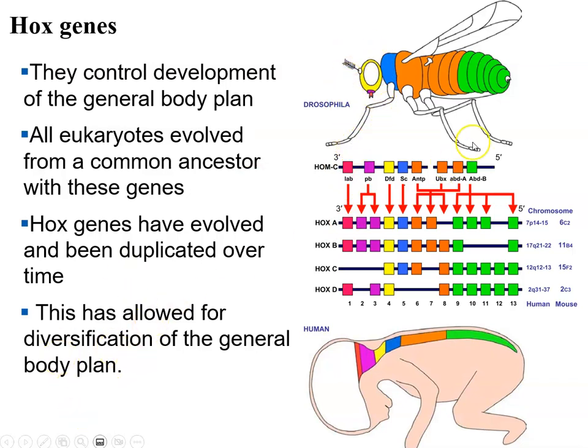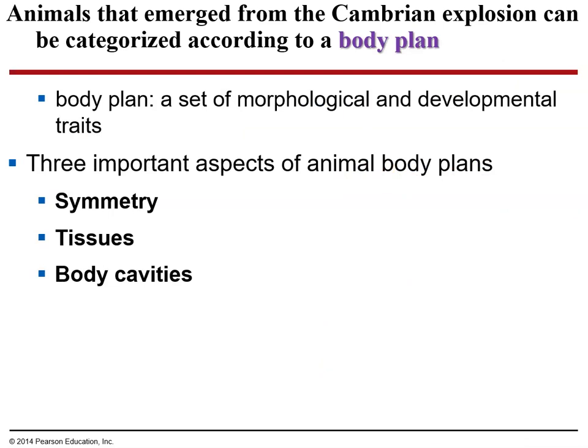So it's very interesting. Of course, this is relatively new discoveries in science with the advent of genetic technologies and the ability to sequence genes from different animals. So it is the body plan that allows us to further categorize animals that emerged from the Cambrian explosion. And not all body plans are the same. As you saw, even the fruit fly and the human have some differences. It's just that general pattern of where those genes are from the anterior to the posterior, or from the head to the tail, if you will.